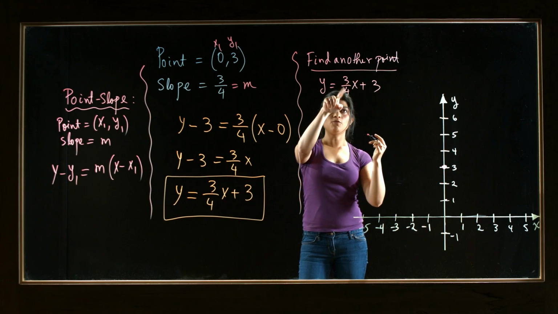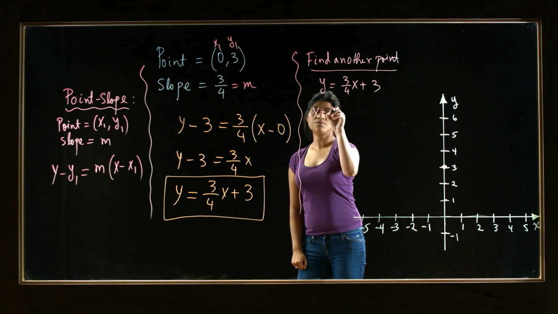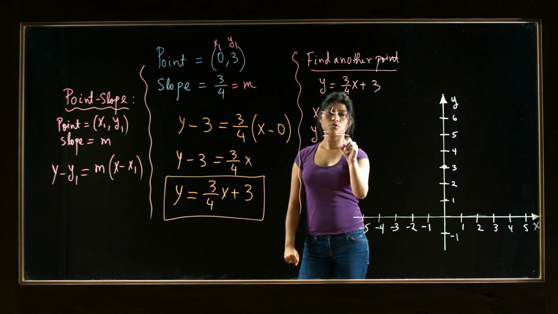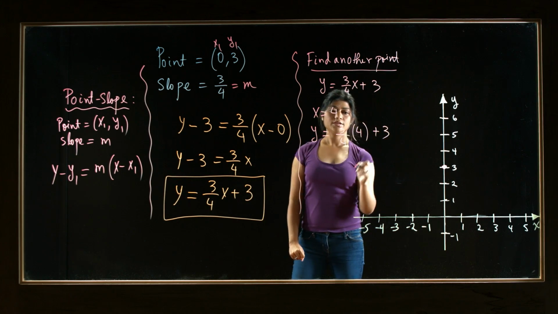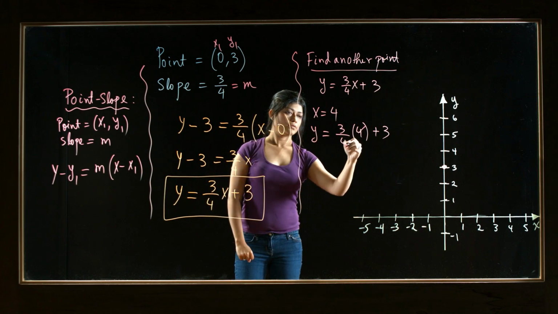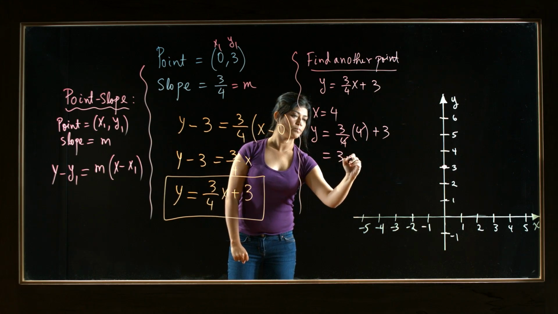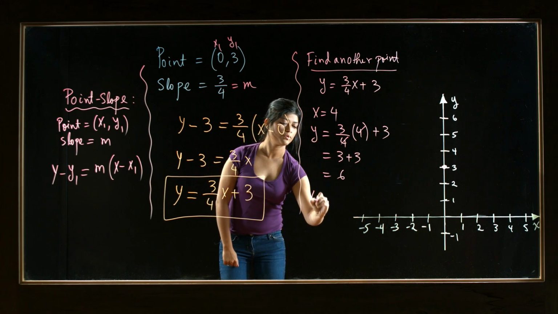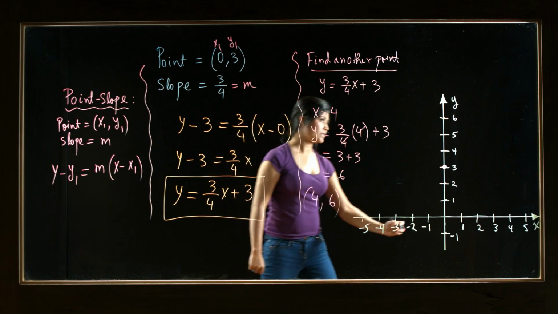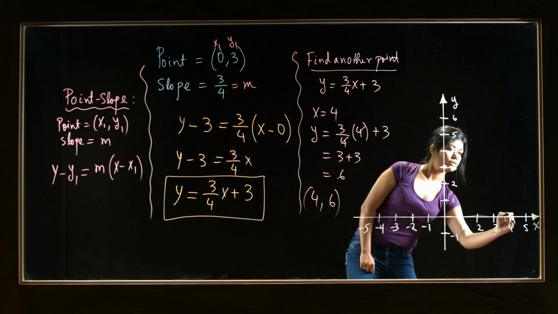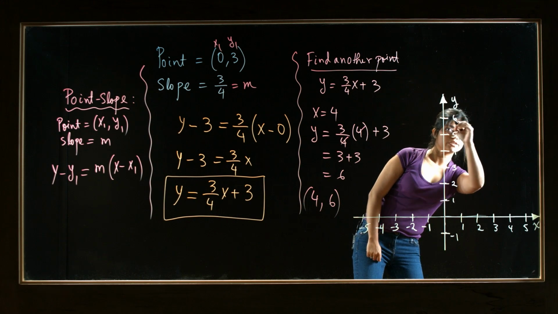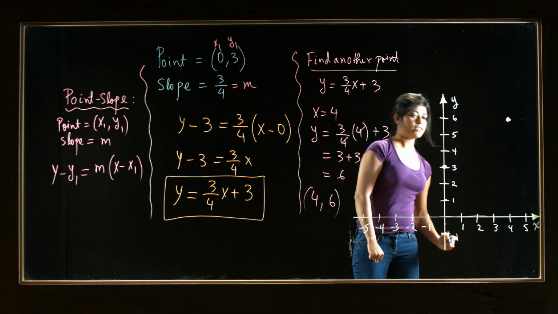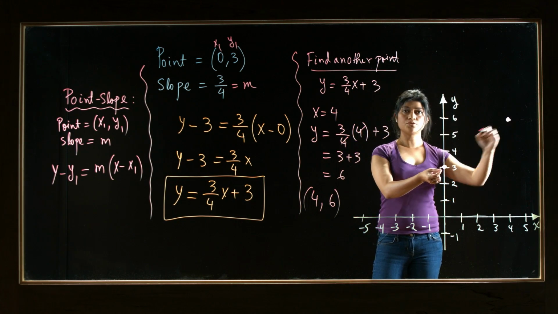So notice there's a 3/4. So if I choose x equals 4 and then figure out what the y is, y will be equal to 3/4 times 4 plus 3. The 4 will get cancelled. And then y is 3 plus 3, and that is 6. So we get another point that is (4, 6). So let's plot that. Here I have 4 and 6. So that's another point. So the line will pass through these 2 points.